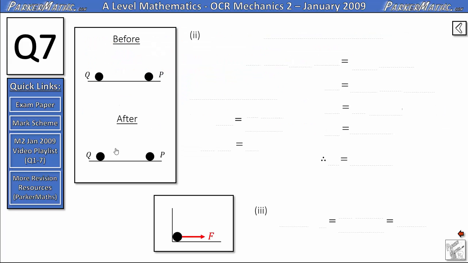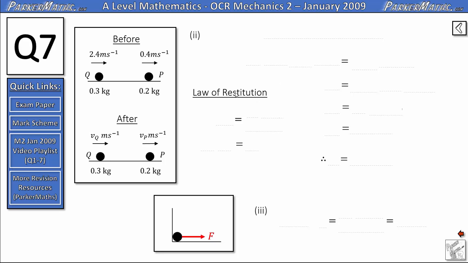So we have a new before and after diagram. This time notice that I've put Q on the left hand side because it will have travelled all the way around the cylinder and it will be coming up behind P. In the last part of the question we worked out the velocity of Q was 2.4 meters per second and the velocity of P was 0.4 meters per second. The particles still have the same masses as previously, and we are trying to find the speeds of Q and P after the collision. Once again, we'll start by considering the law of restitution.